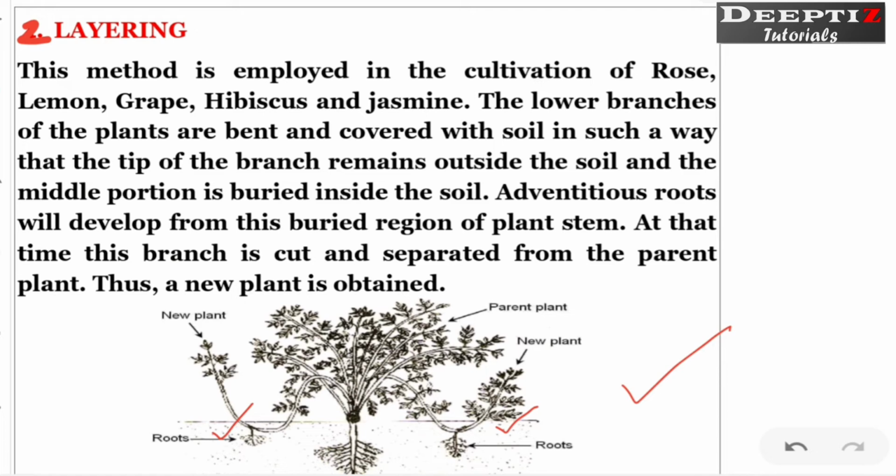In layering, a plant having multiple branches, one of the branches is bent towards the soil and a small weight is kept there. If there is a node, new roots will arise. After a few days, once we make sure that the root has come, we can cut it from here and this can be grown as a new plant, or else we can transport it to some other place. Lemon, grapes, hibiscus, jasmine, all these can be done.